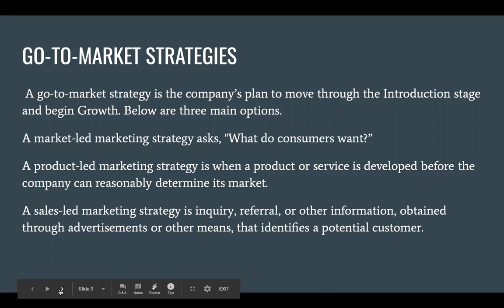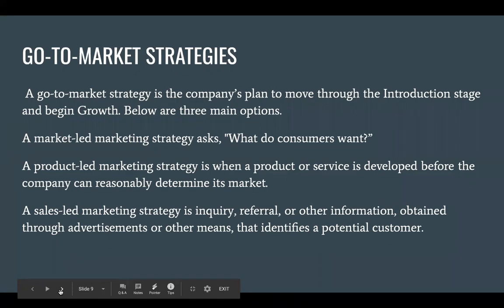A product-led marketing strategy is when a product or service is developed before the company can reasonably determine its market. So, for example, if you make Scrub Daddy, everyone knows that. They went on Shark Tank and it was a major hit.